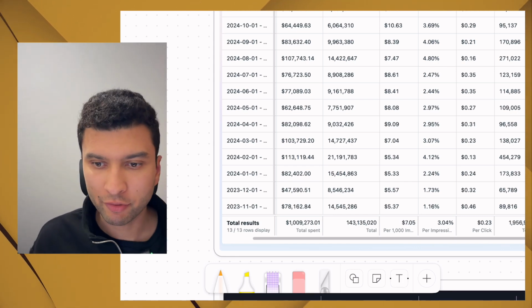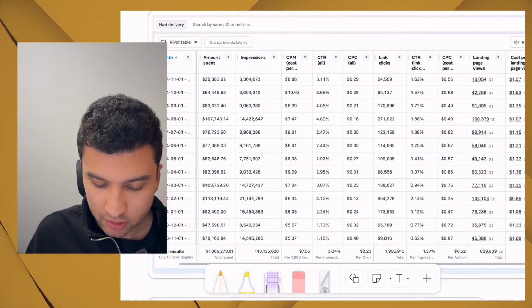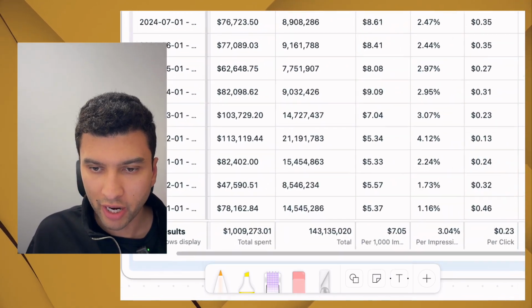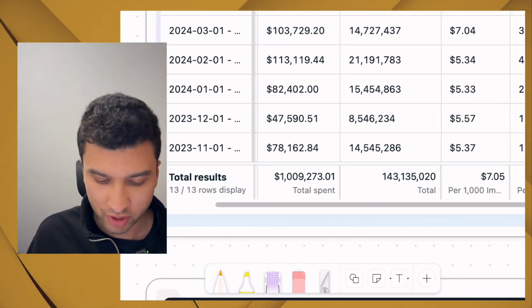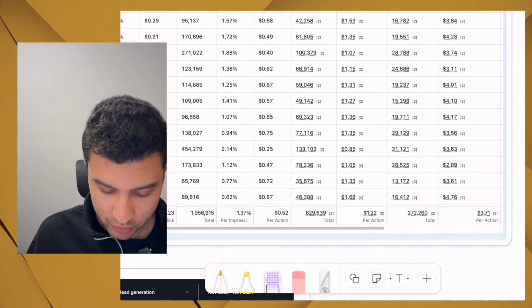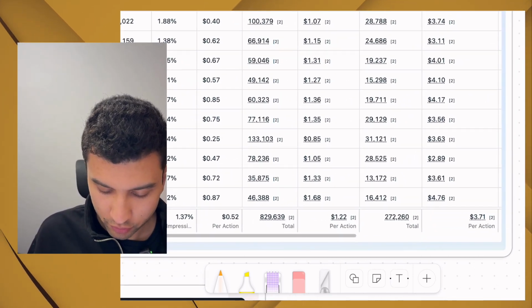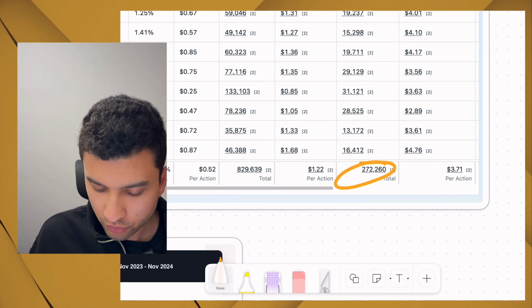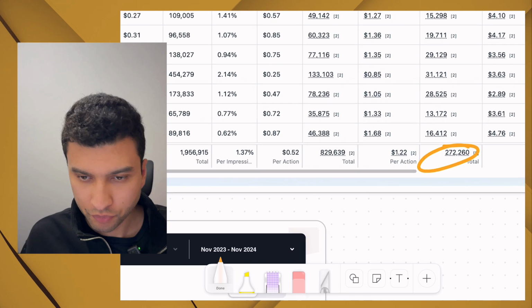Now, here's just a bit of background. This is a screenshot from Facebook ads from November 23 to November 24, where I've spent over $1 million, like I just told you. And if you see here, with this $1 million, I've generated over 272,000 leads at about $3.7 per lead.